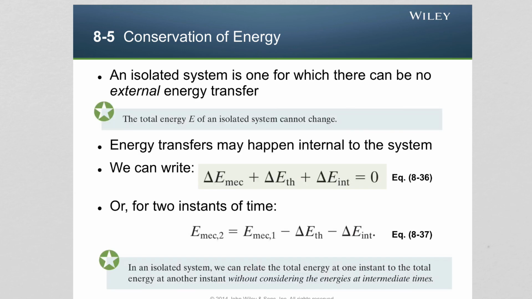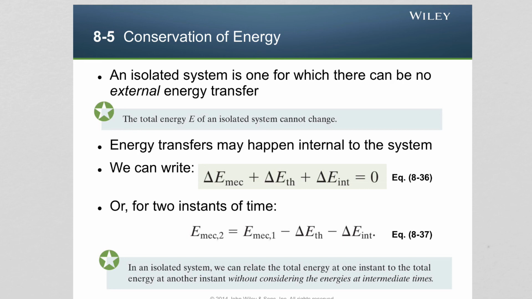What happens if the system is isolated from its surroundings, which means that external forces cannot be doing work on the system? In this case, the total energy E of the isolated system cannot change. It is conserved. Energy transfers may only happen internal to the system, so energy can be transferred only between members of the system. Energy cannot come from outside of the system, cannot leave the system.